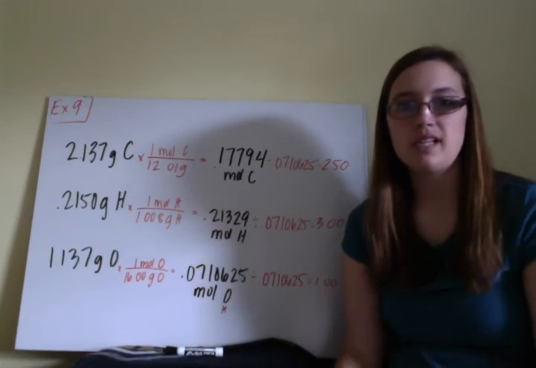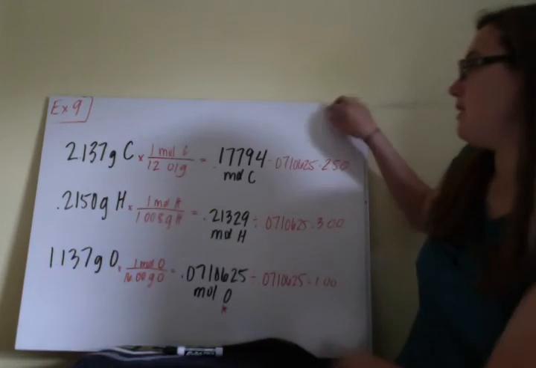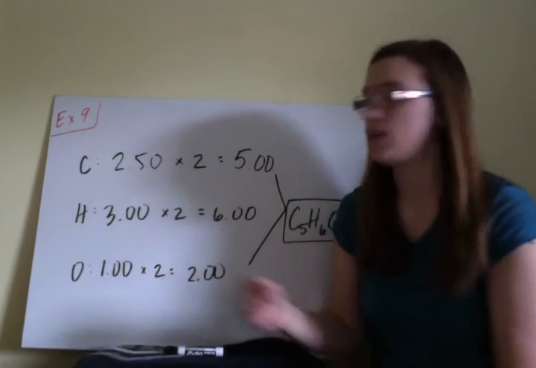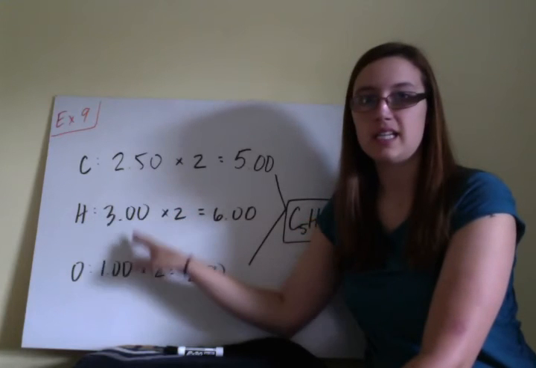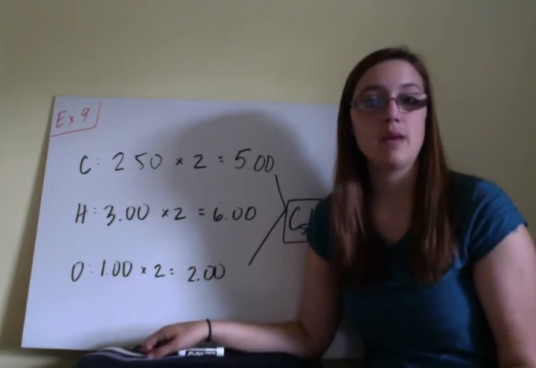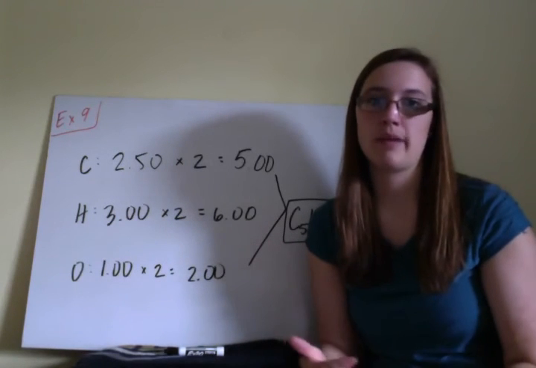Now, do you notice anything about these numbers? One of them is 2.5, right? We can't round 2.5. It's not within 0.05 to round. So what I need to do is I need to take each of these numbers and I need to multiply it by something to get me whole numbers. Well, if it's 0.5, just multiply everything by 2.